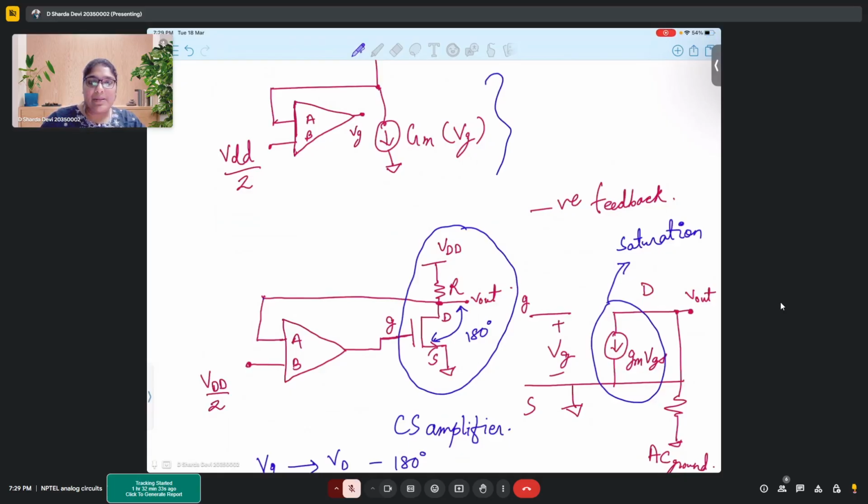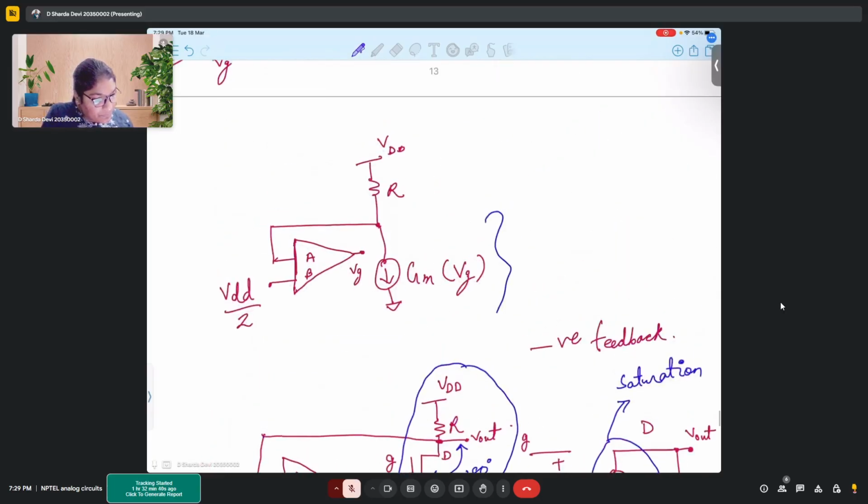They are asking for the ratio of VDD by VG, madam. In the same problem. VDD by VG. Okay, since there is no current flowing, this is VDD. Then here we will have VDD by 2. VDD versus VG, right? VDD by VG.